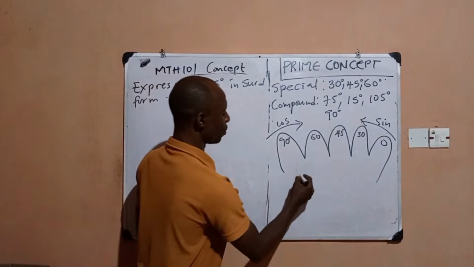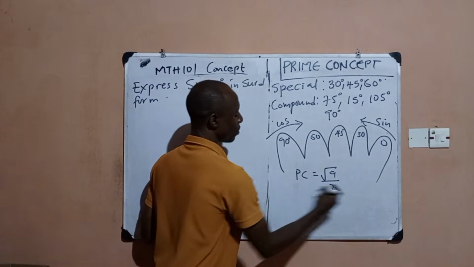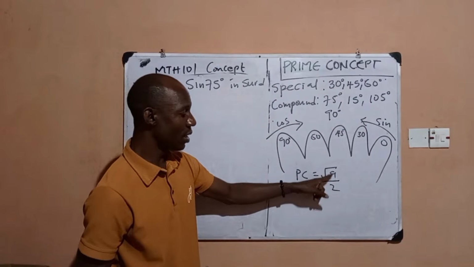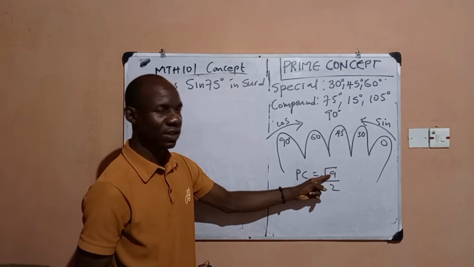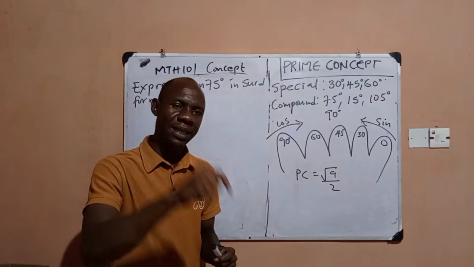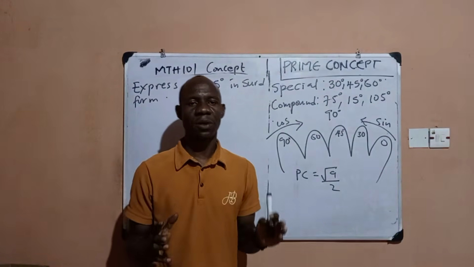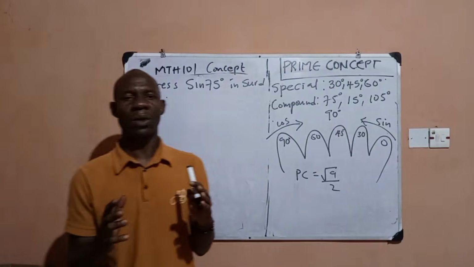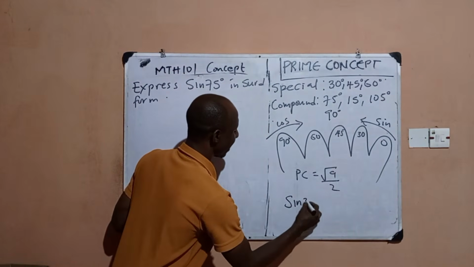And what is the formula you would use? It is the prime concept formula, which is equal to root A over 2. Can you tell me what A stands for? A stands for the number of fingers before the angle you are considering. So for example, let us say I want to find sine 30.